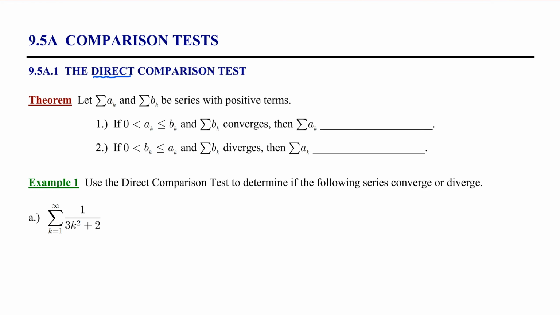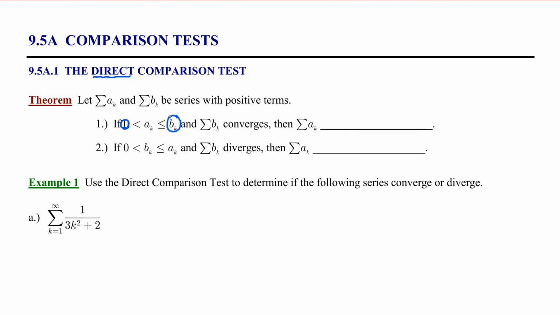Here's the theorem. Let a sub k and b sub k be series with positive terms. Later on, we'll examine what to do if we have some alternating positive and negative terms in there. So we have two infinite series that we're going to be comparing. If both of our series are positive, that is, they're both bigger than 0, and a sub k is less than or equal to b sub k, term by term for each increment of that index k, and we know that the series b sub k converges.